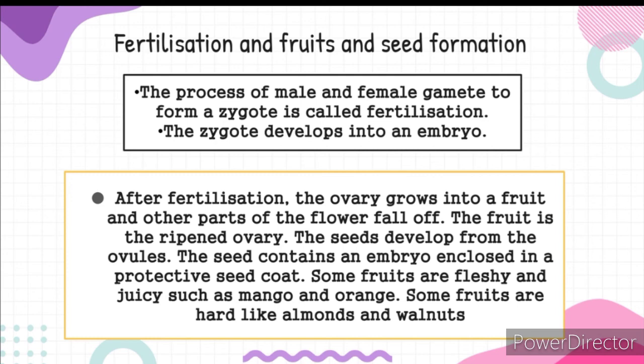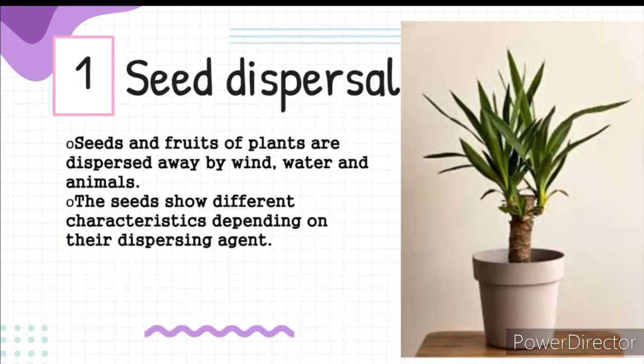Now some fruits are very fleshy and some are juicy. For example, mango and orange are fleshy and juicy. Well, some are very hard, like for example your almonds and walnuts. They are also fruits, but they are hard, right?